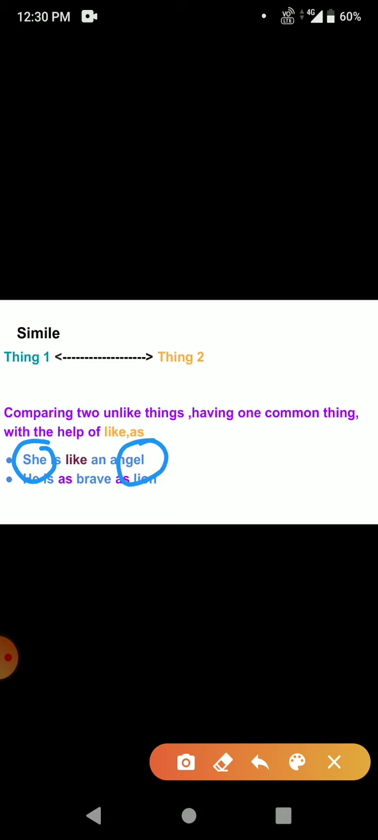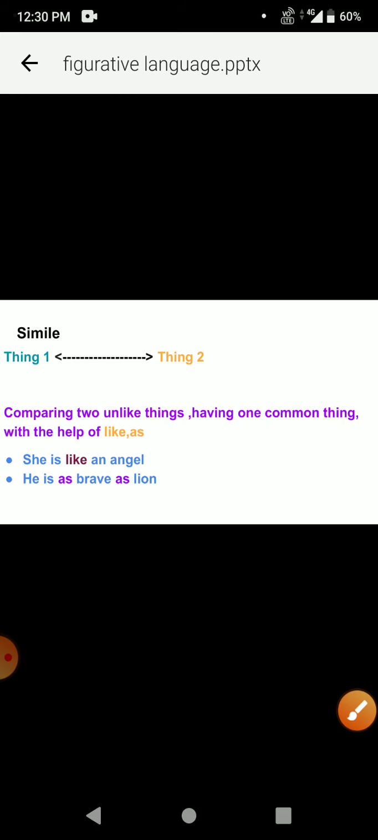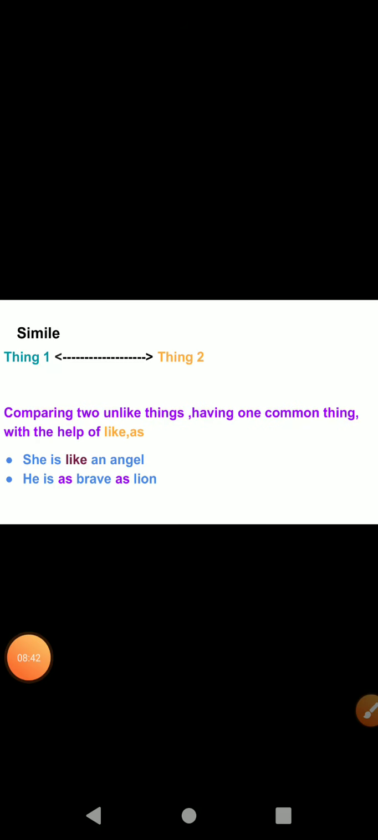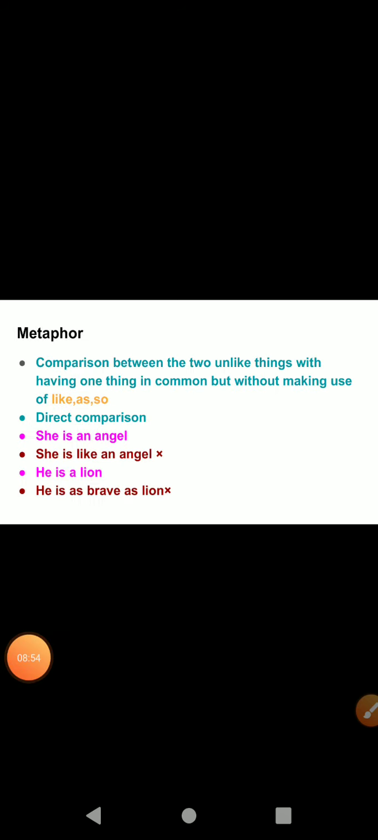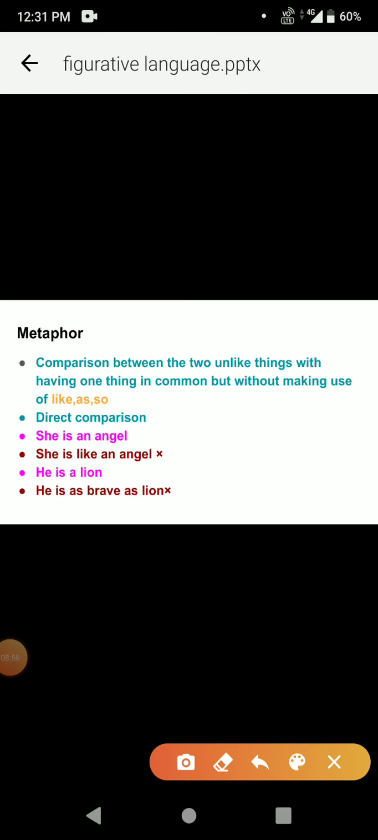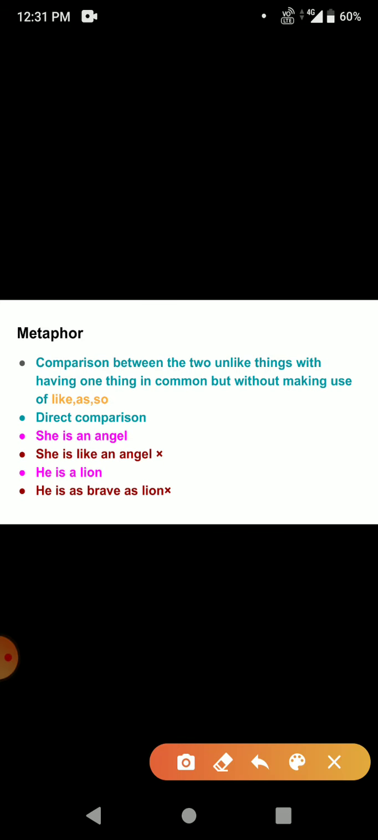Two unlike things. We are talking about a girl and we are talking about an angel. And we have used this "like" in between. She is like an angel means we are describing her beauty. So the common thing between them is beauty. So you have to remember that in simile, we compare two unlike things having one thing in common with the help of "like" or "as".